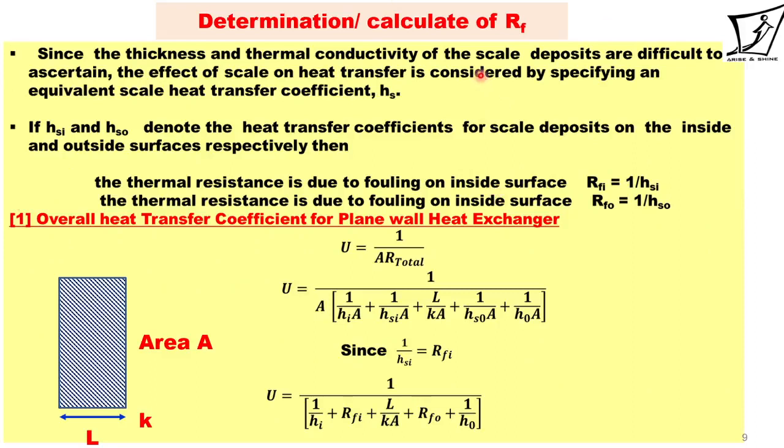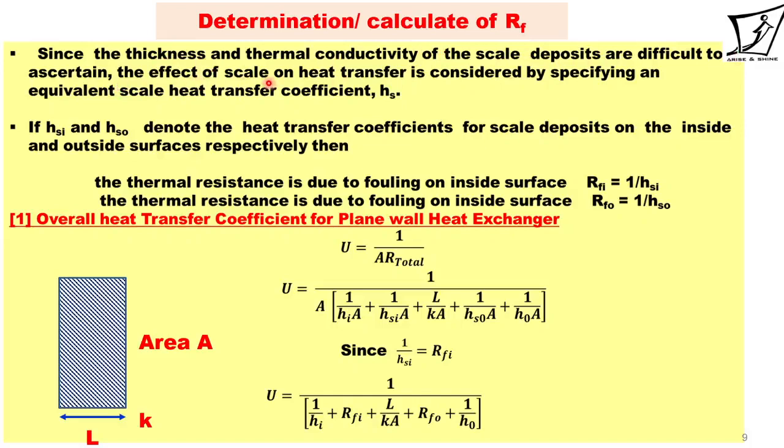Now, fouling, as I have discussed, is an undesirable phenomenon. So fouling and its effect can be ascertained by calculating the value of fouling resistance. Fouling is generally in the form of scales, rust or algae formation, and they are deposited on the cylindrical surface in the form of a certain thickness. So in order to calculate their effect, the thickness of the scale and its thermal conductivity must be determined. However, the thickness and thermal conductivity of the scale deposits are difficult to ascertain.